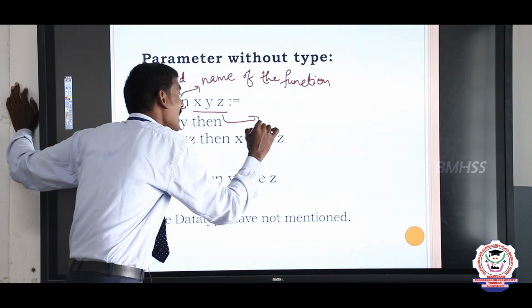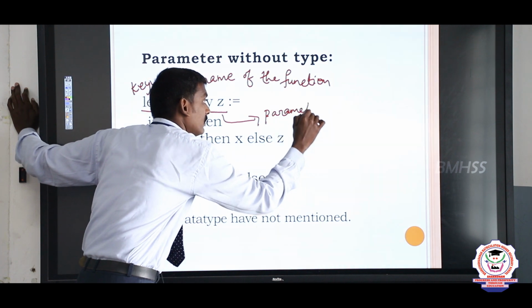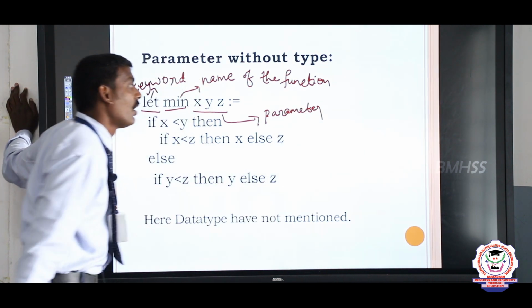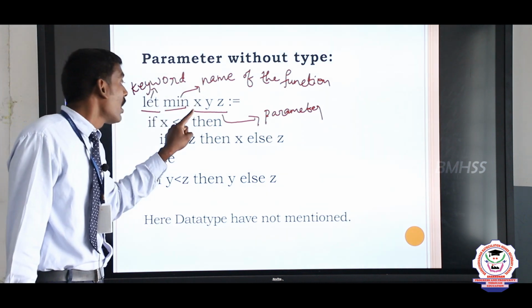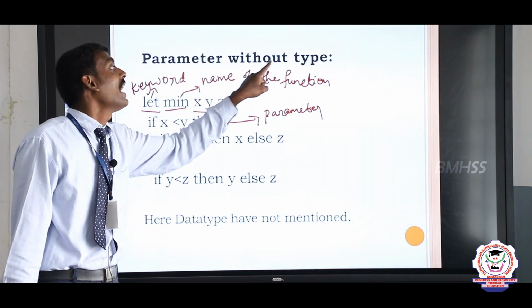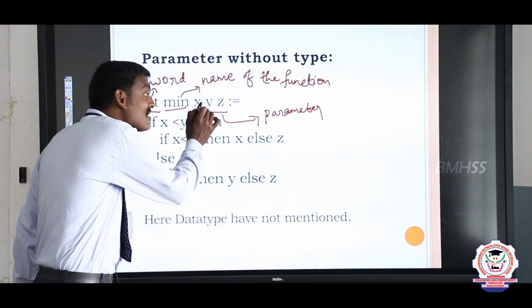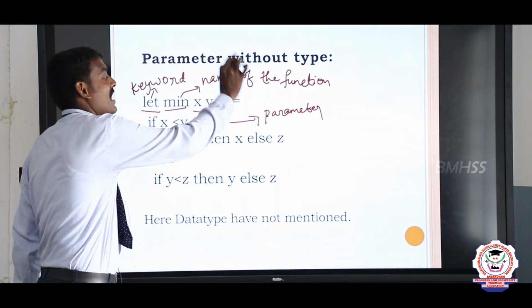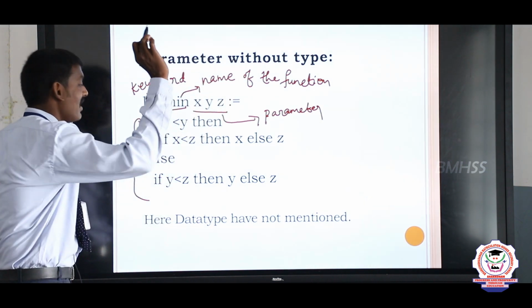These x, y, z are the parameters. In these parameters, we cannot mention the data type. No data type can be mentioned here, so it is called a parameter without type. These are the function definitions.